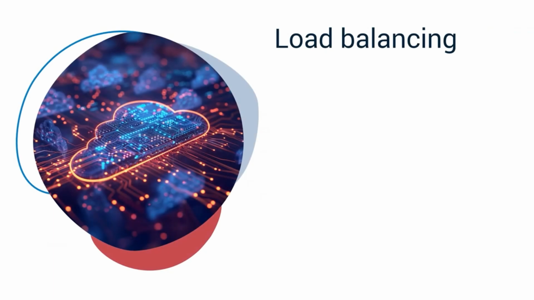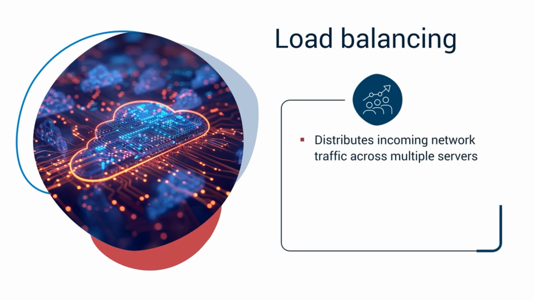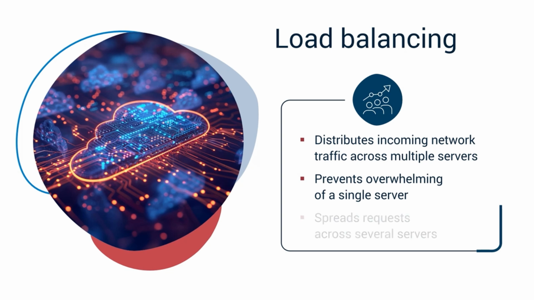With your user base growing, relying on a single server may not be a good idea. That's where you can leverage load balancing, which involves distributing incoming network traffic across multiple servers. This helps prevent any single server from becoming overwhelmed. For example, consider a social media app where thousands of users post content simultaneously. Load balancers can spread requests across several servers, ensuring that the app remains responsive.